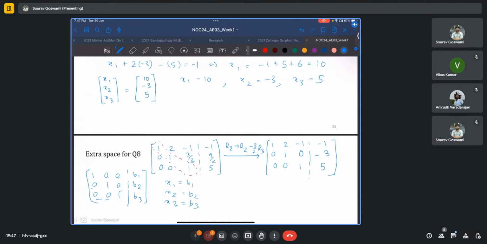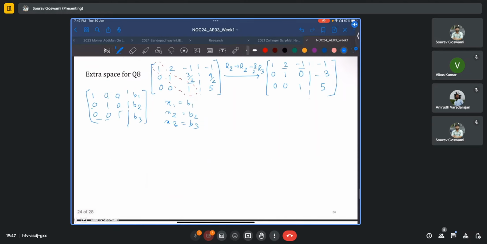So now we have to eliminate the elements from the first row. Is there a way to do it? If we add the third row to the first row, then the third row is untouched, the second row is untouched. 1 plus 0 is 1, 2 plus 0 is 2, minus 1 plus 1 is 0, minus 1 plus 5 is 4.